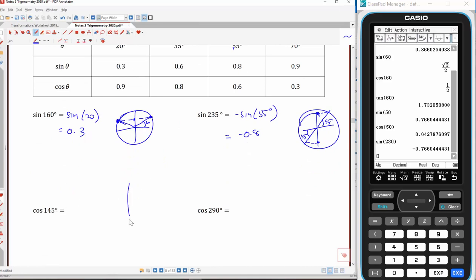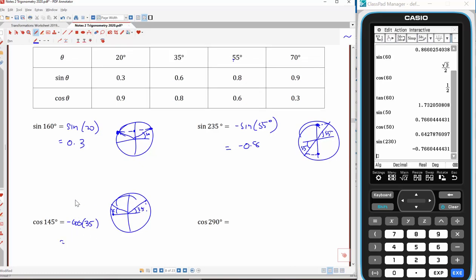Okay, cosine of 145. There's 90, there's 180. It is 35 less than 180. So that's 35 there. And we want to get the cosine, which is this value here. So why don't we get the cosine of 35, which is this value here, and drop a negative sign out the front: negative cosine of 35. Now, it just so happens they give us the cosine of 35 at 0.8. So our answer here will be negative 0.8.